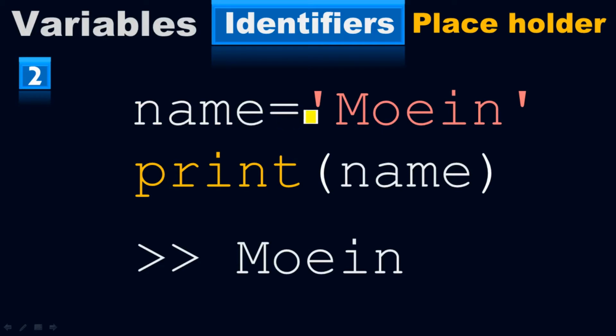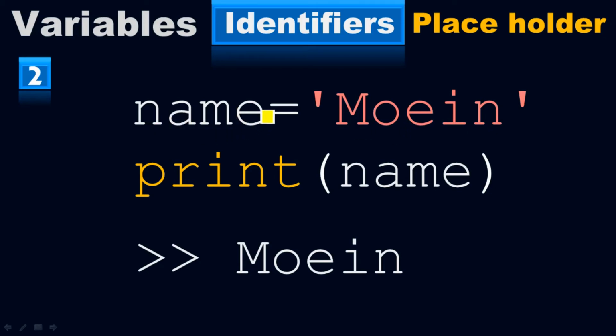It keeps this information. What kind of information? Moein. Moein is information for this variable, which is actually the identifier. It is a placeholder. It is a placeholder where it holds the information Moein. If I want to access this information, what kind of information? Moein. I need to call the variable.